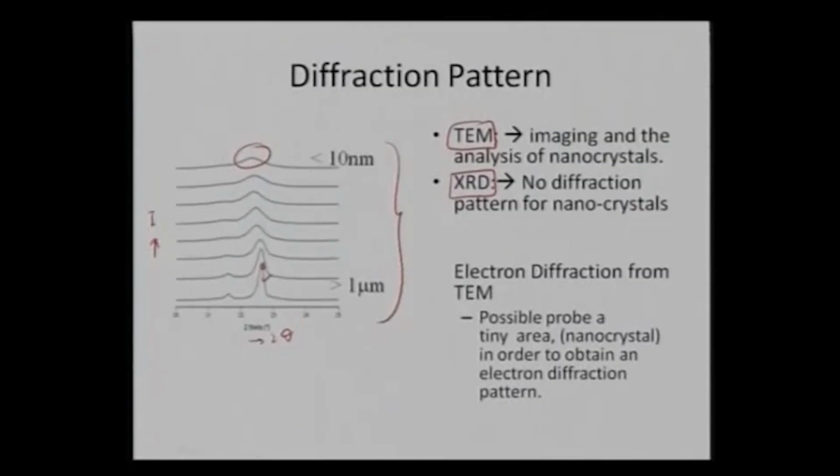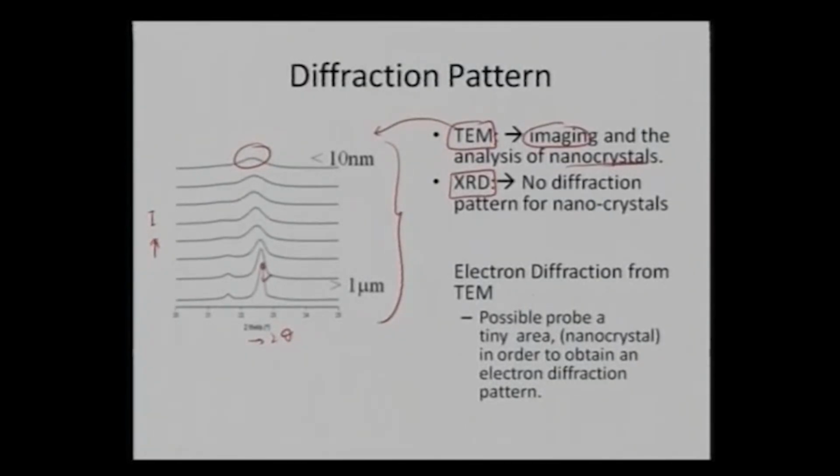But here I don't know whether the broadening is because I have an amorphous material or because the crystals have become nanocrystalline in nature. That complexity can be easily analyzed by TEM, and in TEM, or transmission electron microscopy, we can image and analyze all these nanocrystals.